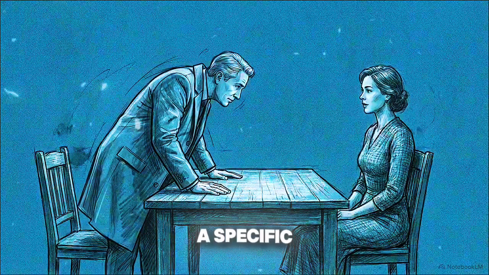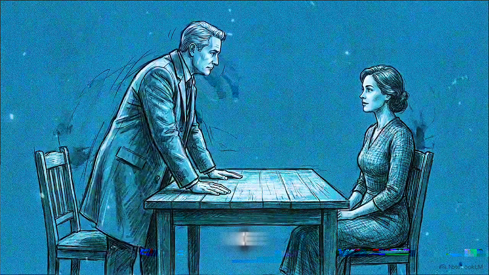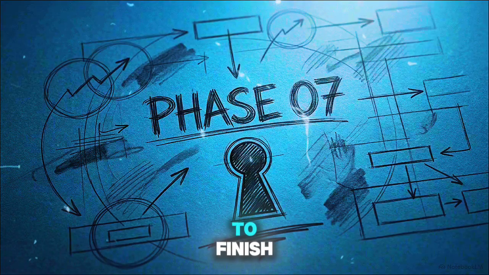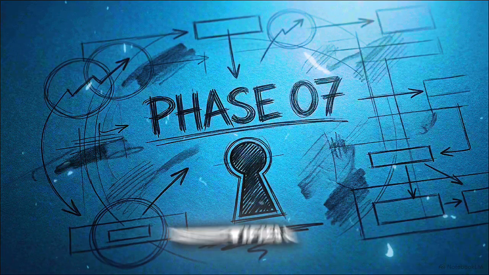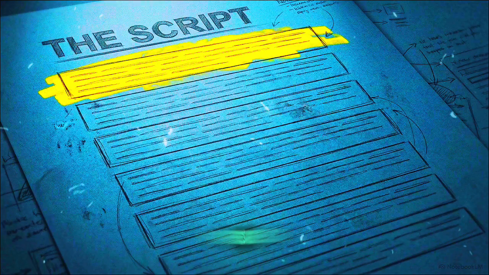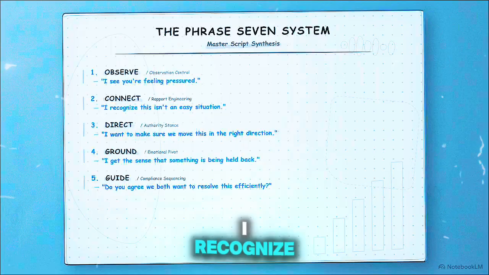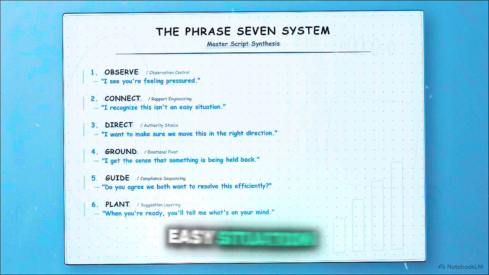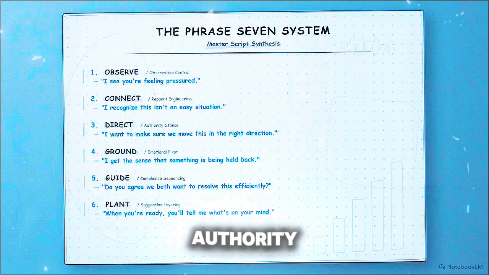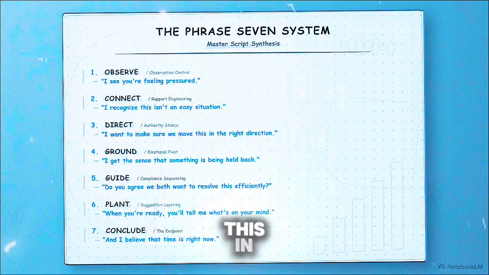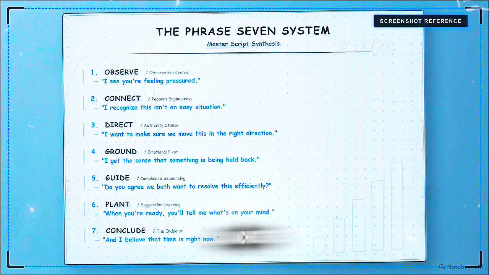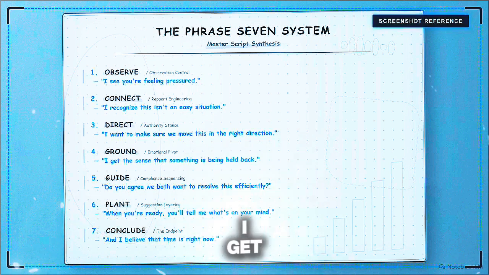We now integrate all these elements into Step 7, the Phrase 7 script. This is a specific conversational sequence designed to move an interaction from start to finish. Phrase 1 identifies a state. "I see you're feeling pressured." Phrase 2 establishes understanding. "I recognize this isn't an easy situation." Phrase 3 asserts authority. "I want to make sure we move this in the right direction." Phrase 4 anchors the emotion. "I get the sense that something is being held back."